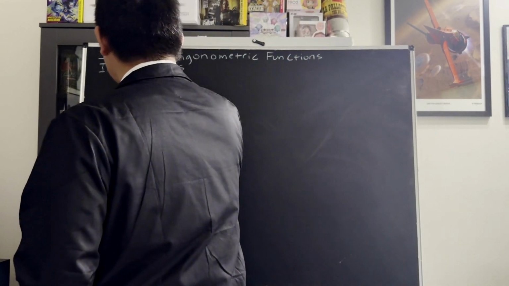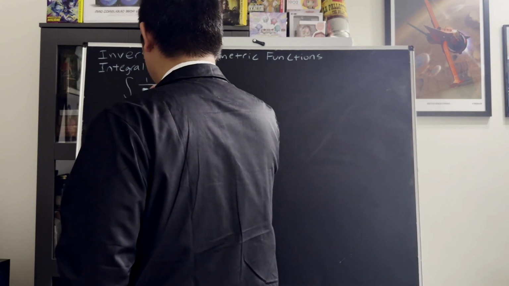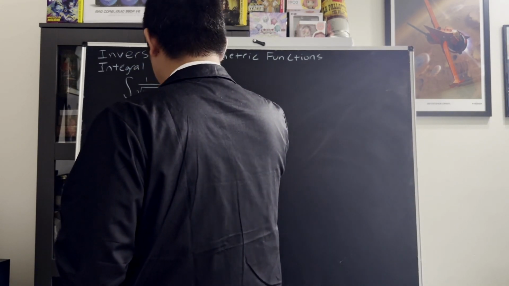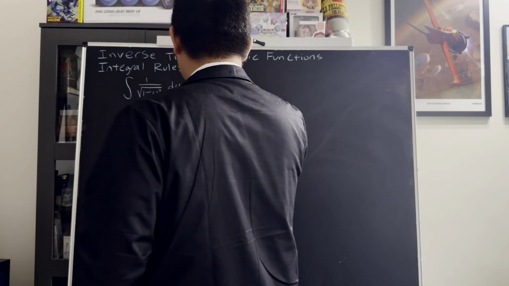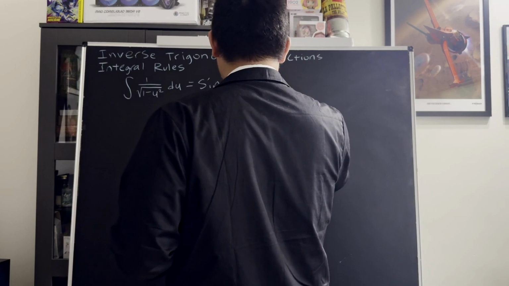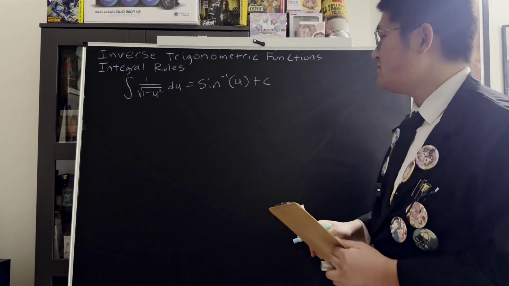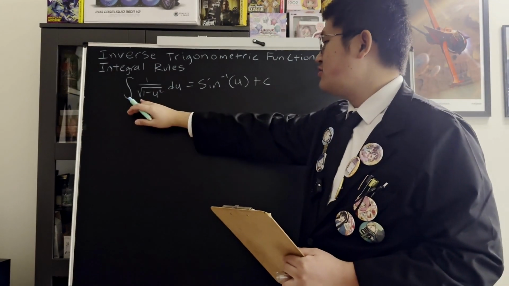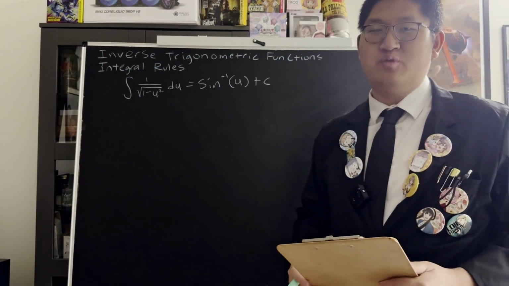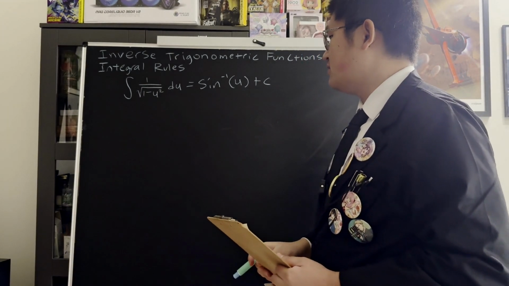We have the integral in the form of 1 over the square root of 1 minus u squared du. This will result in the inverse sine of u plus c. This one will show up at times because this kind of integral will never be seen before used in any of our other rules.